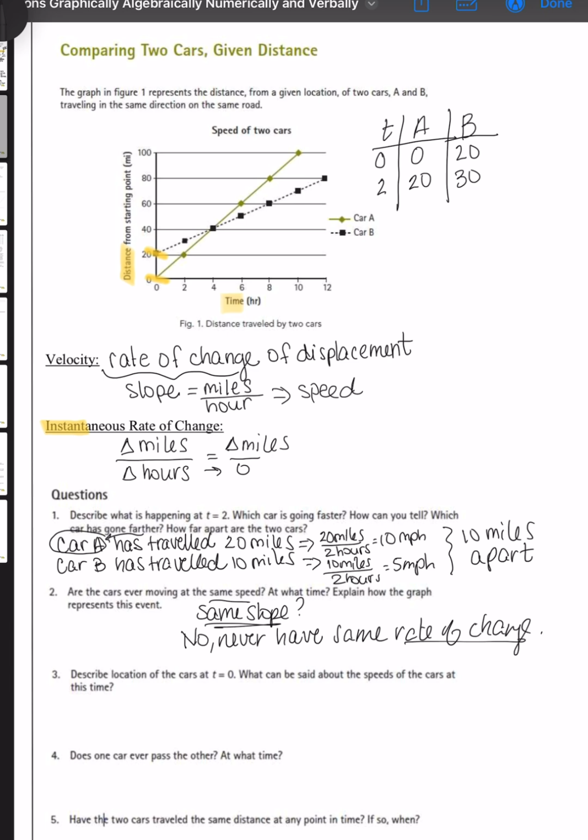So describe the location of the cars at time equals 0. Okay, well at t equals 0, we've already got this up here in my table of values. Car A is at the starting point.